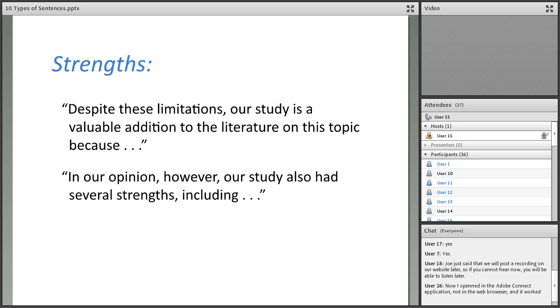Some ways to talk about strengths might include sentences that begin with something along these lines. This is basically where you say that even though our study, like every study, has limitations, it also has something valuable, something not yet done in the literature, for example. And so these types of sentences, again, are going to remind reviewers, okay, we had some limitations, but our study remains strong, and therefore it's valid and important.